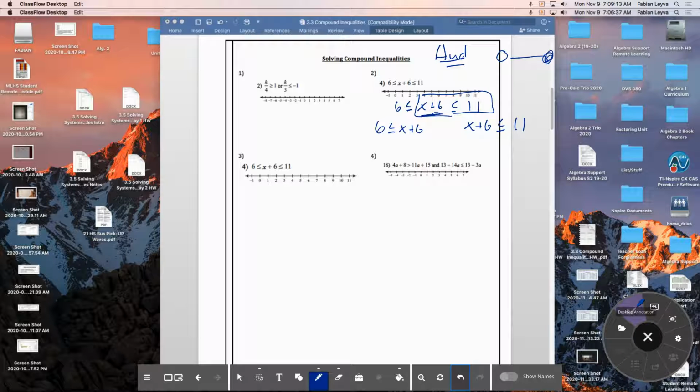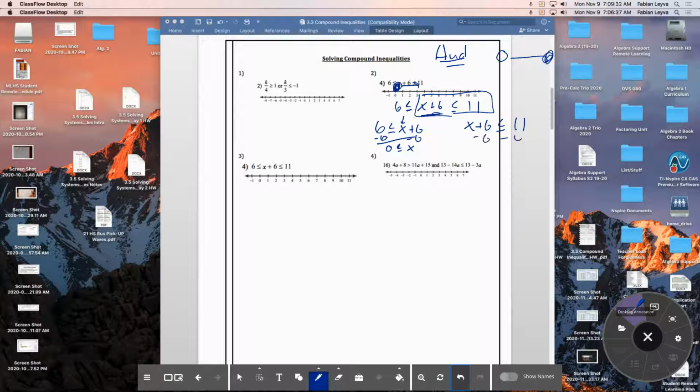Let's see if we could solve these and figure out what those intervals are. So minusing 6 on both sides to solve for that x, you end up with 0 is less than or equal to x. So if I were to graph this off the bat, here's my 0, closed dot at the 0. Your x is greater than, so it's going to be going in this direction.